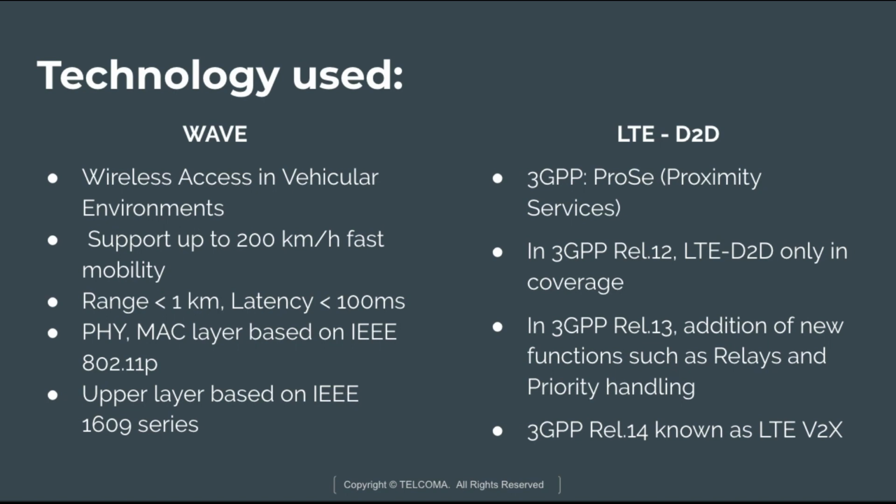The physical layer and the MAC layer are based upon IEEE 802.11p, and the upper layers are based upon the IEEE 1609 series. In LTE D2D, 3GPP Release 12 LTE device to device only provides coverage, and it is only used for the coverage process. In 3GPP Release 13, new functions such as relays and priority handling were added. So this is known as LTE V2X, and WAVE is wireless access in vehicular environment. So these are the two technologies that are used in the UAV.